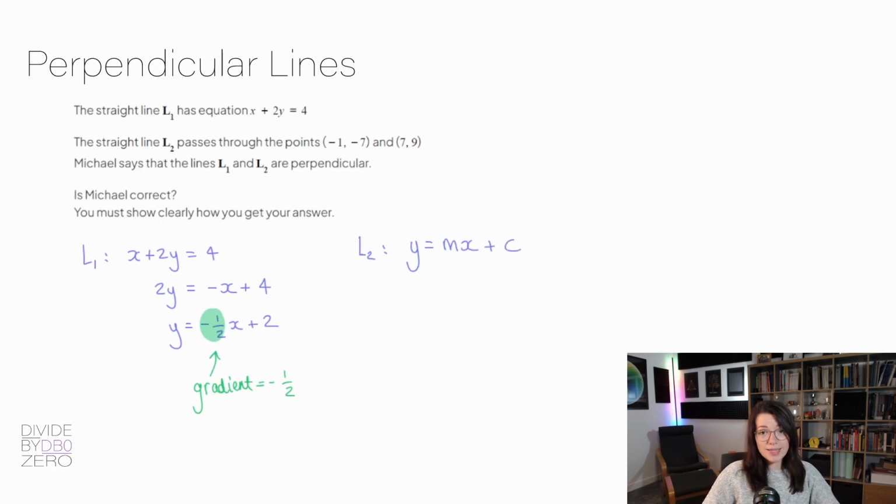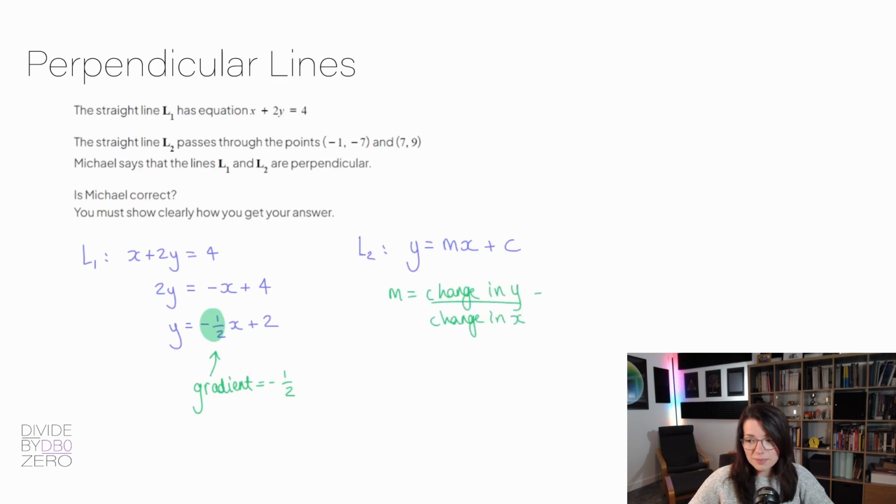We're actually only interested in finding the gradient, so we can go ahead and use whichever gradient method we like. I like to use m equals change in y over change in x, and then think about how the y and x are changing. So in this case, using the coordinates to help us, the change in y from -7 to 9 is in fact plus 16. And the change in x from -1 to 7 is plus 8. That gives 2 as a gradient.